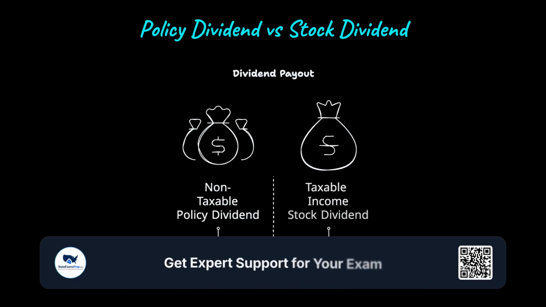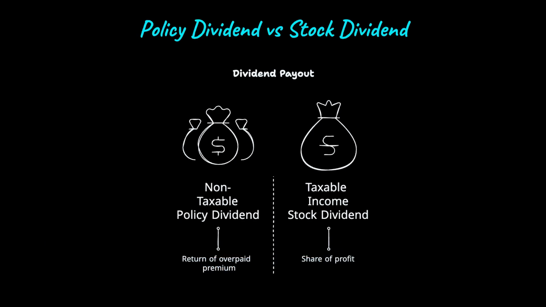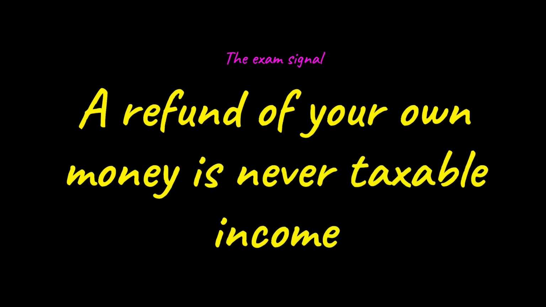The word dividend is misleading, because a stock dividend paid to an investor is taxable profits, while a policy dividend paid to a policy owner is just a refund of their own premium. The name is the same, but the underlying nature is completely different. Whenever you see a mutual insurer paying dividends on participating policies, remember the payment is overpaid premium coming home, not earnings, gains, or wages.